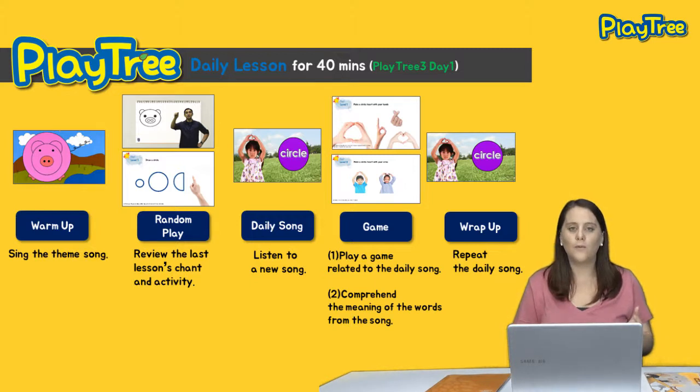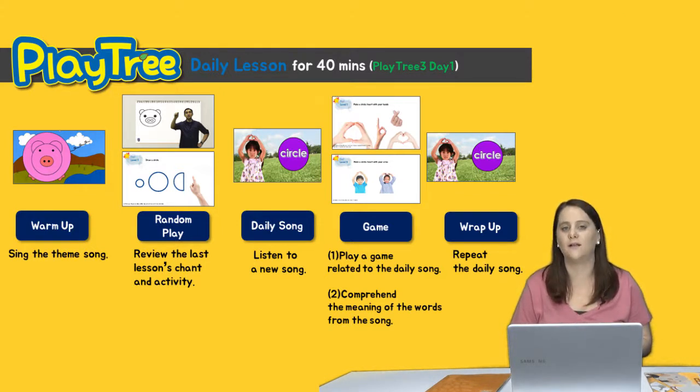So, before we part ways, we're going to show an actual real-life class learning day 1 of the PlayTree program. This way you can get a real feel of the atmosphere of what it's like in a classroom.